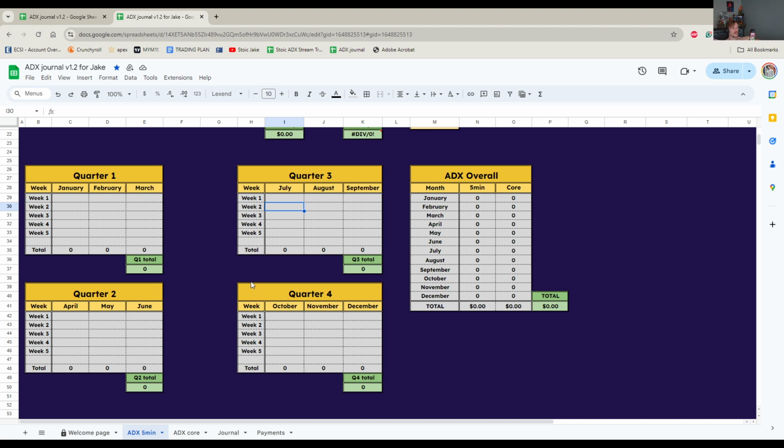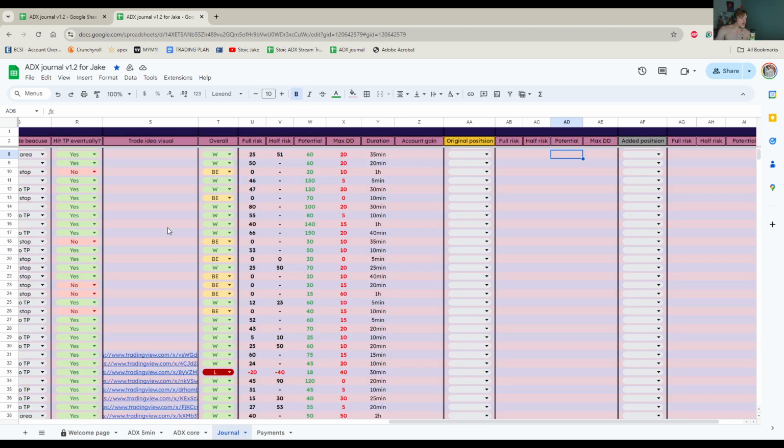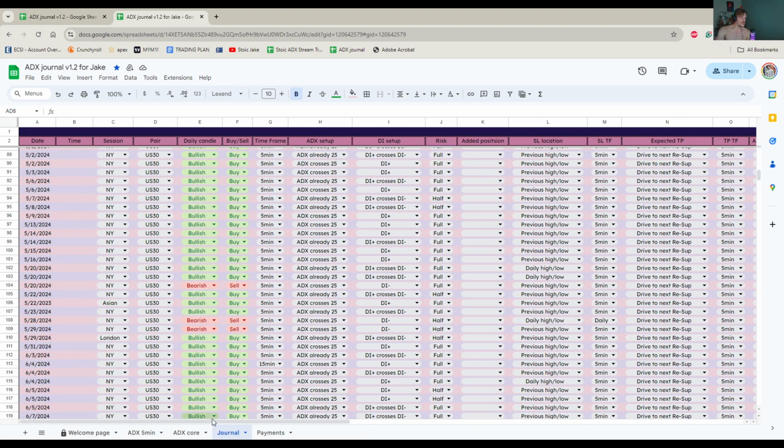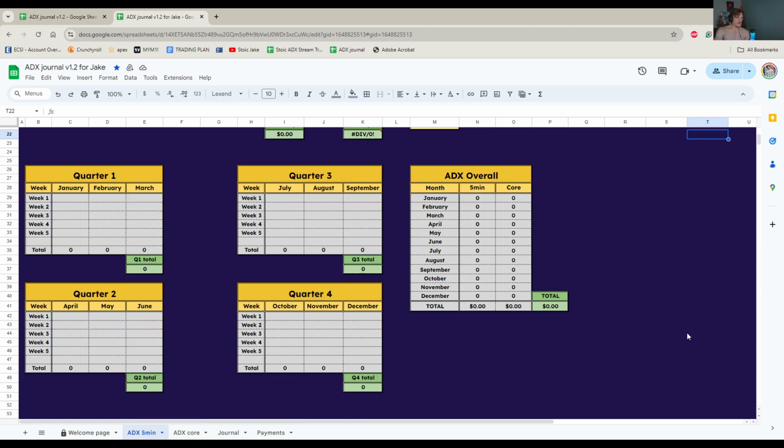We're obviously going to update this journal over time so we can do multiple different years and stuff like that. But for right now, it's going to be like this, and it doesn't really have to do with the years, because you can just keep making sells on this journal. It just matters overall. Overall, this strategy is winning 86.96% of the time in the New York session, and it's winning 93.24% of the time whenever ADX is under 25 and it crosses to 25. So just keep that in mind. That's how you use the journal.